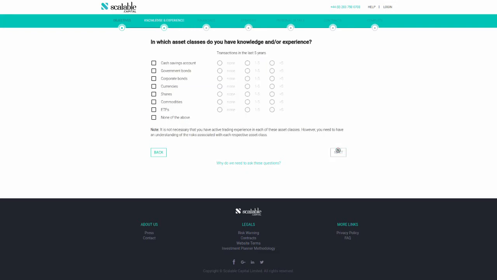Now they're trying to assess my knowledge and experience, so they're asking which assets I have experience with, and they actually ask for the number of transactions in the last 5 years. Of course, I used to be a strategist, so I've got experience of all of these asset classes, but on purpose I trade very infrequently, so I'm not sure this reflects my experience, but still, I'll fill it in as they say. There we are.